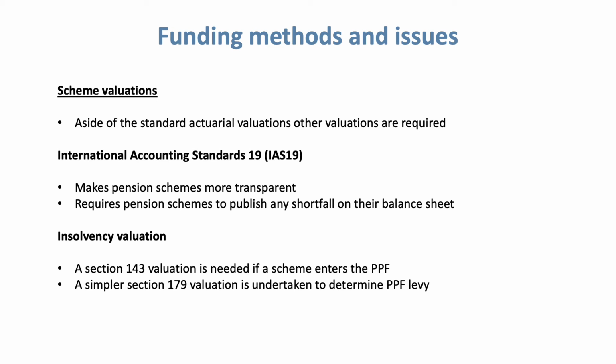A simpler Section 179 valuation is also undertaken to determine the levy that will be paid to the Pension Protection Fund by active firms. So all firms need to pay in a certain amount to the Pension Protection Fund by way of an annual subscription, and that will be determined each year with that 179 valuation.